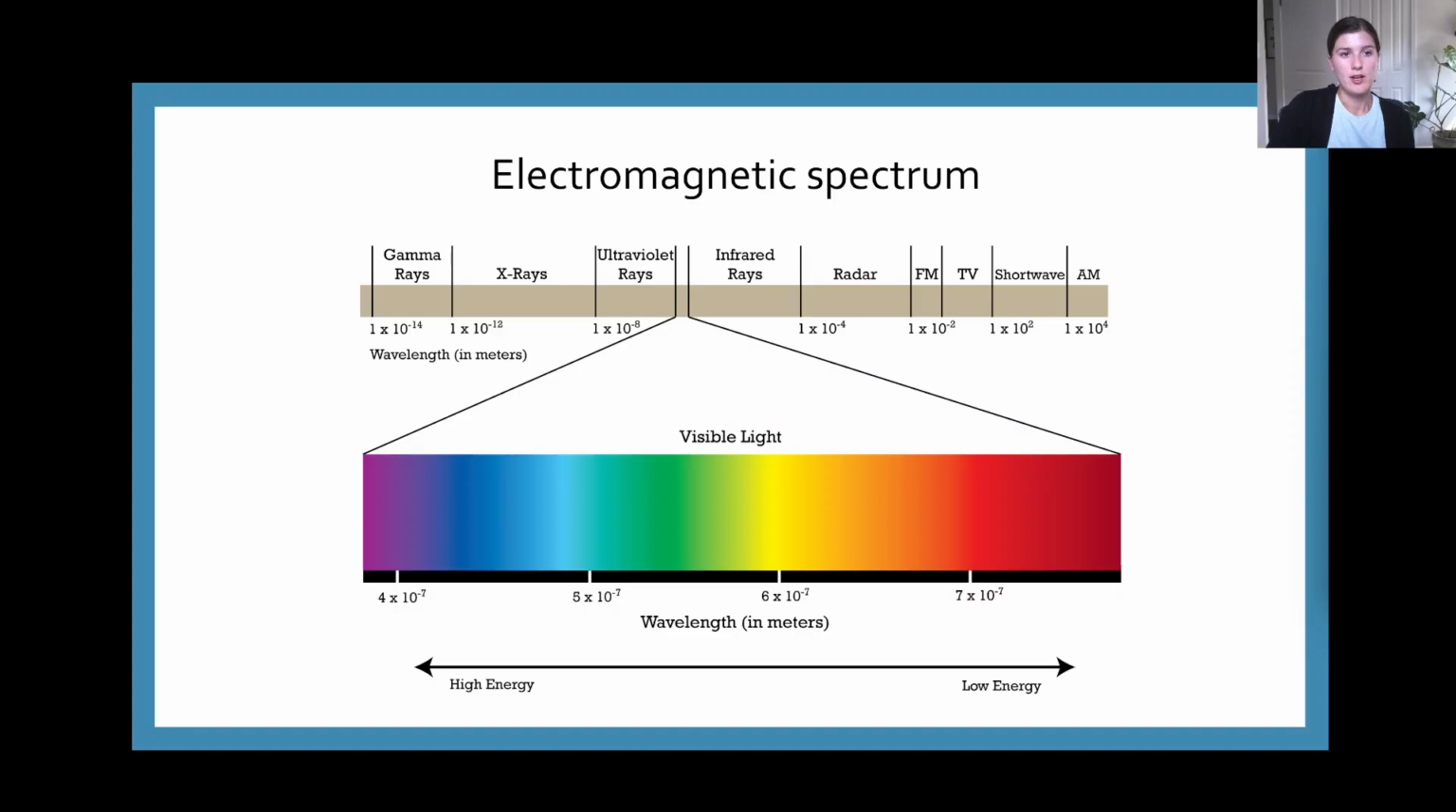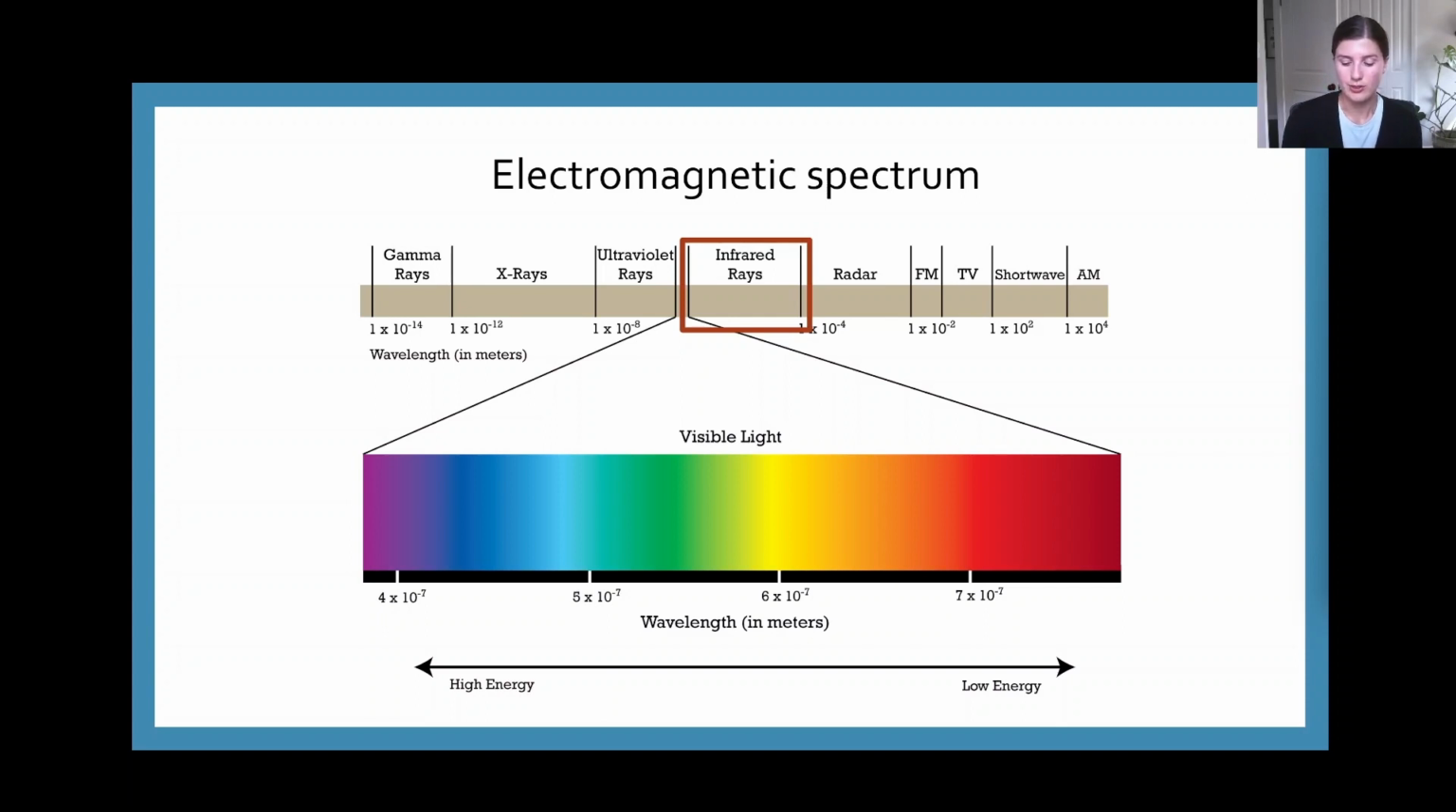So here's a picture of the electromagnetic spectrum, showing all the different energies, or wavelengths of energy. Visible light is right in the middle, in between ultraviolet rays and infrared rays. A little bit lower energy than visible light is infrared rays. And so that's the energy wavelengths that we're talking about when we talk about IR spectroscopy.